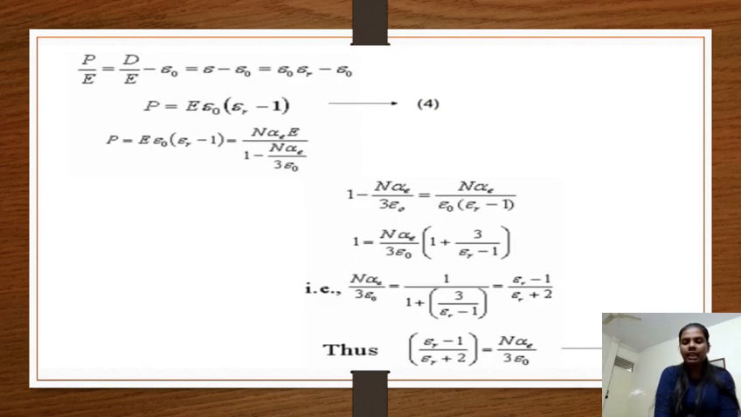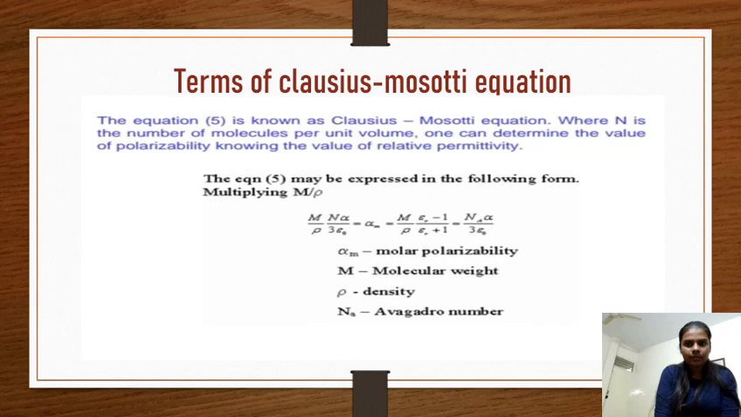So we get the relation between epsilon r, that is the dielectric constant, and the polarizability. That is epsilon r minus 1 by epsilon r plus 2 equal to N alpha e by 3 epsilon naught. This is called the Clausius-Mossotti equation, derived by them. Here N is the number of molecules per unit volume. One can determine the value of polarizability knowing the value of relative permittivity.